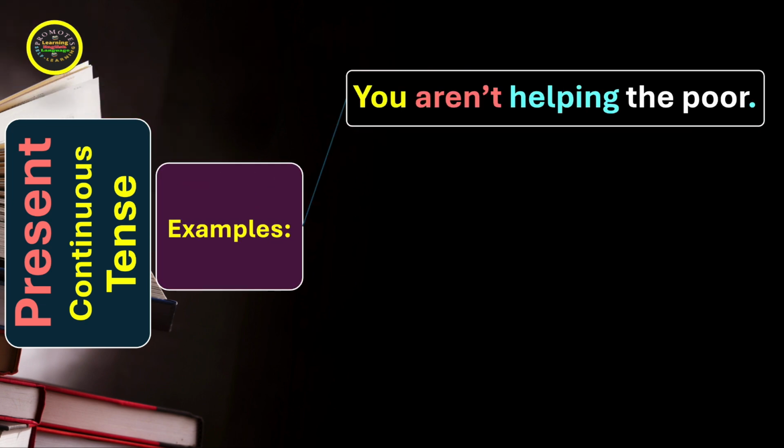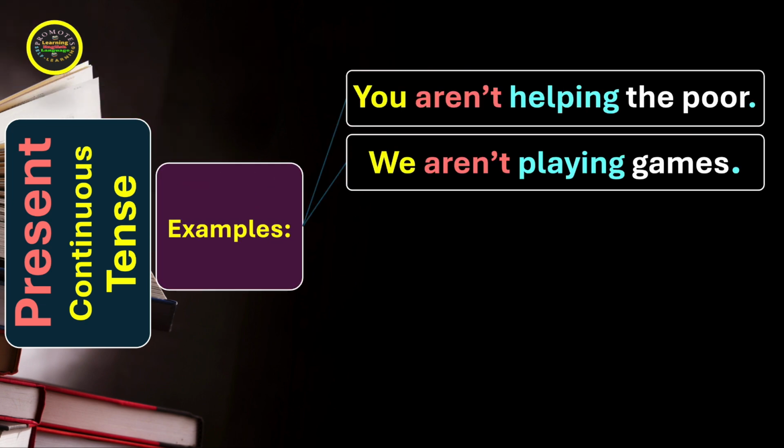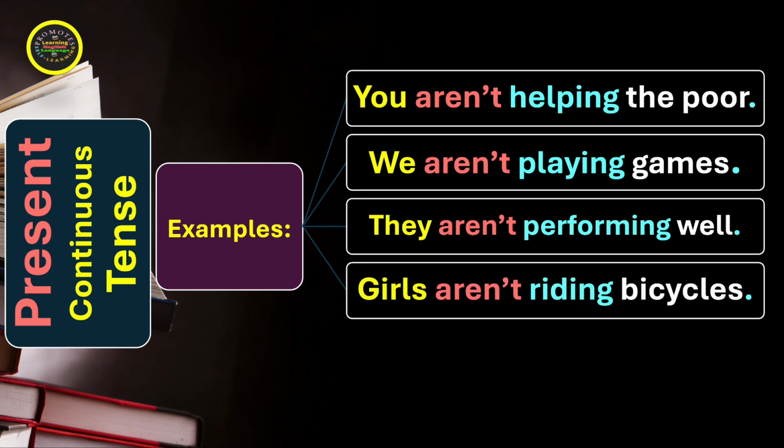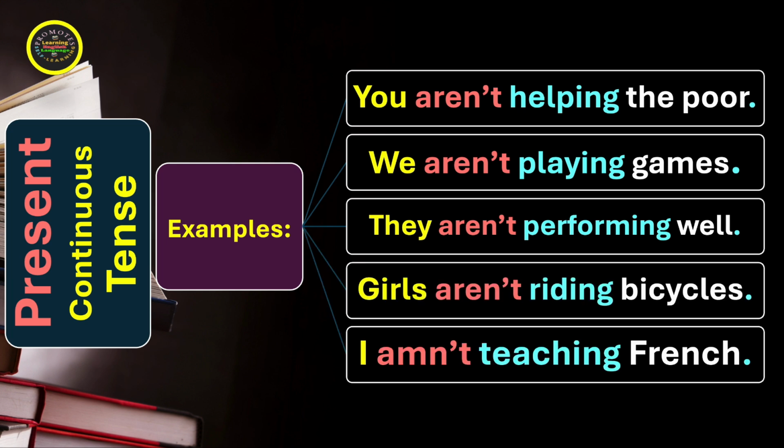Let's see the examples in the negative form. You aren't helping the poor. We aren't playing games. They aren't performing well. Girls aren't riding bicycles. I'm teaching French.